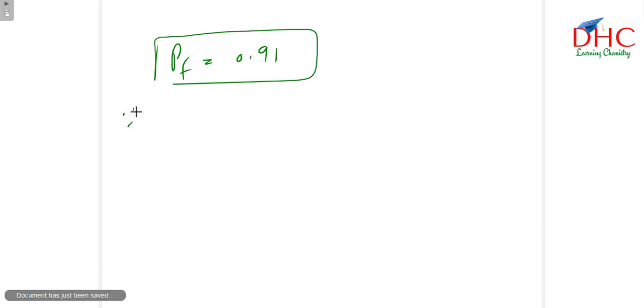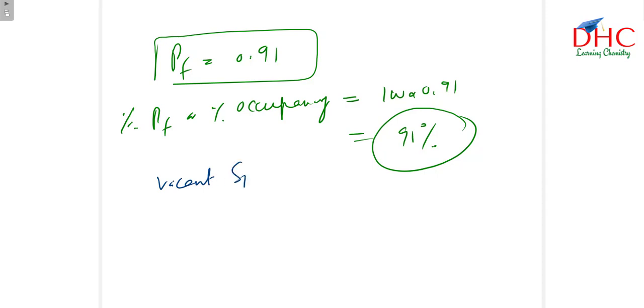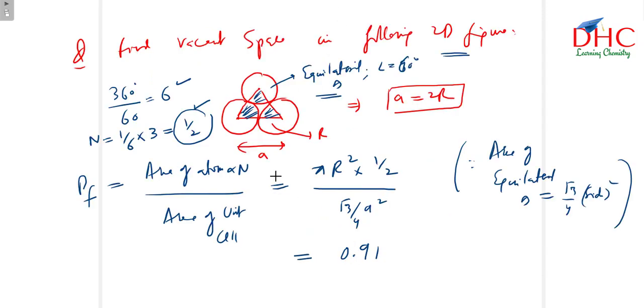the packing fraction is equal to 0.91, which means percentage packing fraction or percent occupancy will be equal to 100 multiplied by 0.91, that is equal to 91%. So 91% is basically the space occupied, and vacant space कितनी बचेगी फिर? That is 100 minus 91, which is approximately equal to 9%. So 9% is basically the vacant space left in that particular figure, in that particular 2D packing, that is this.